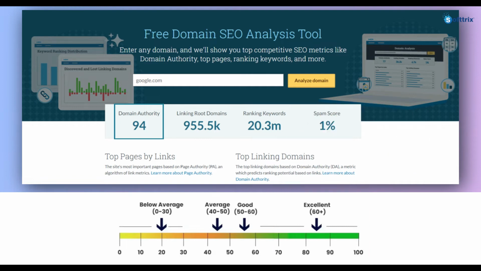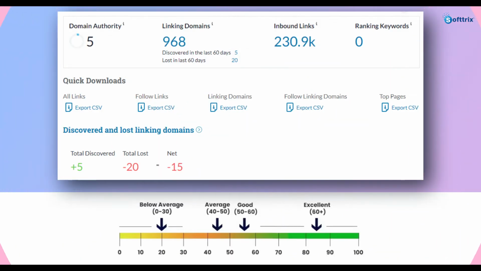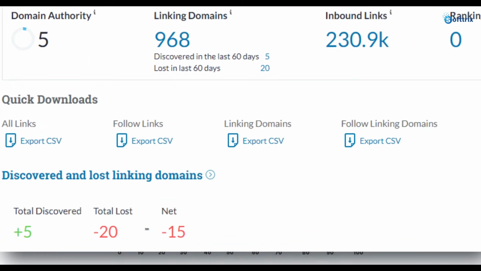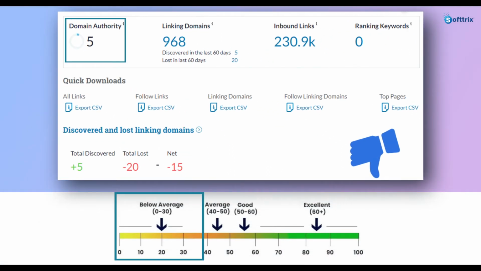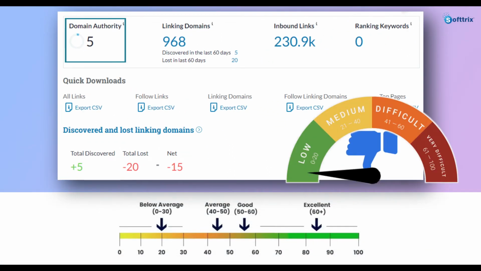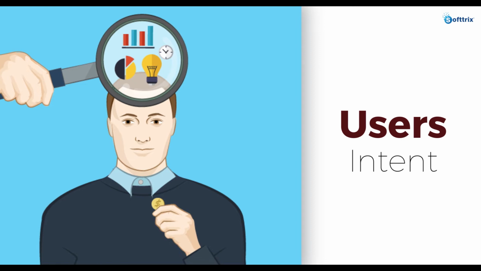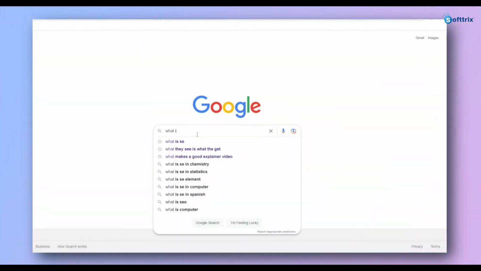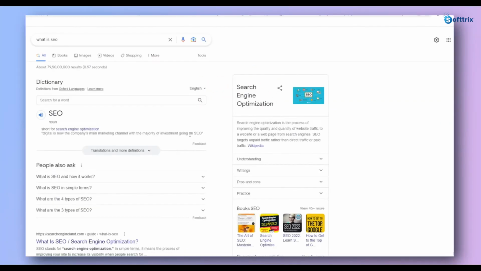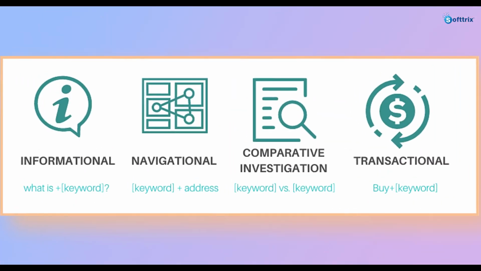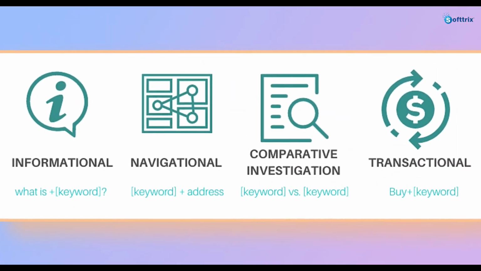The same works on the other side of the spectrum too. The lower the DA, which is domain authority, the harder it will be to rank for high difficulty keywords. Third factor while considering keyword difficulty is users' intent. Google puts a strong emphasis on searchers' intent. It's a vital component of keyword difficulty.